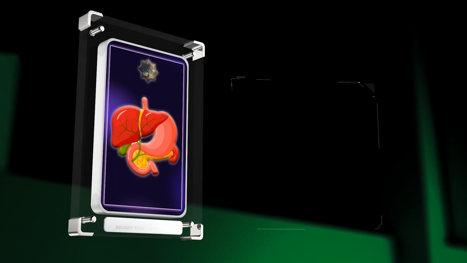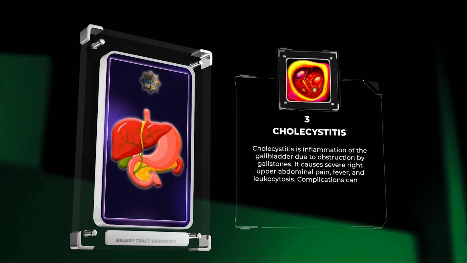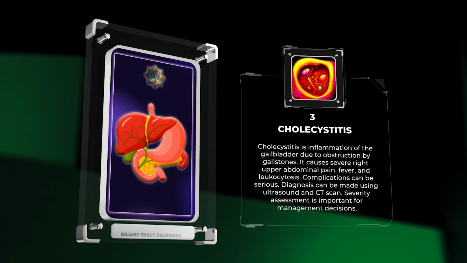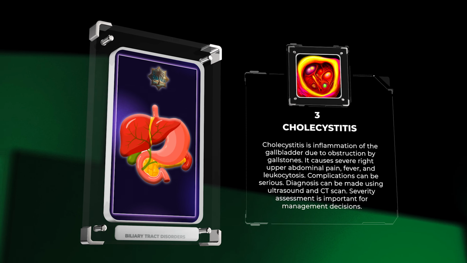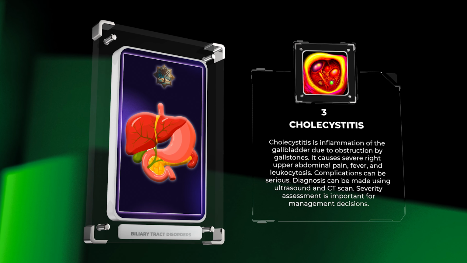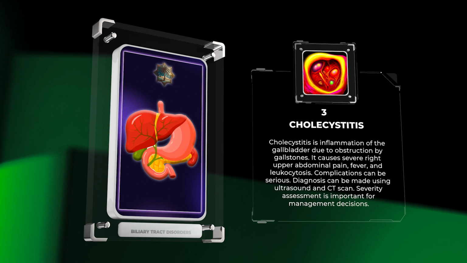Cholecystitis is inflammation of the gallbladder due to obstruction by gallstones. It causes severe right upper abdominal pain, fever, and leukocytosis. Complications can be serious. Diagnosis can be made using ultrasound and CT scan. Severity assessment is important for management decisions.